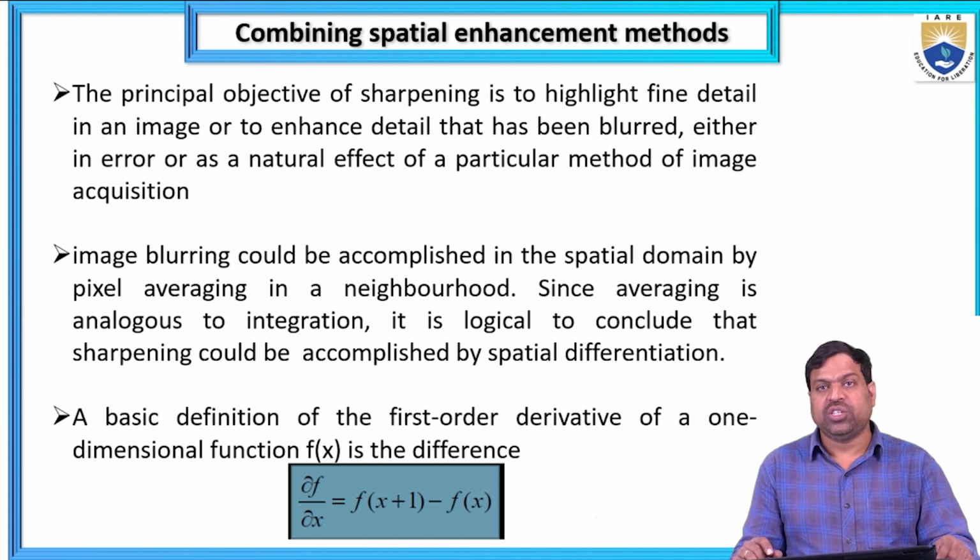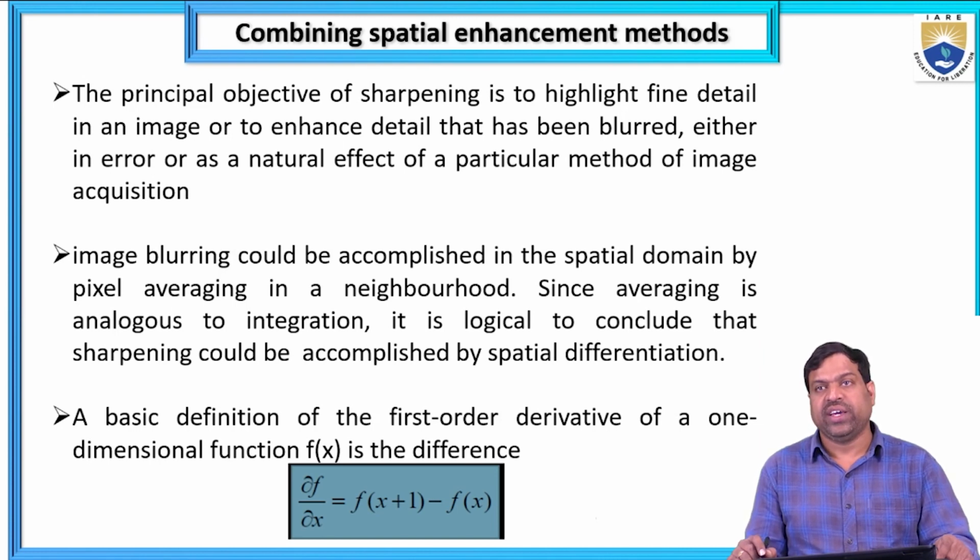So the image blurring could be accomplished in the spatial domain by pixel averaging in a neighborhood. Since averaging is analogous to integration, it is logical to conclude that sharpening could be accomplished by spatial differentiation. A basic definition of the first order derivative of a one-dimensional function f of x is ∂f/∂x equal to f of x plus 1 minus f of x.